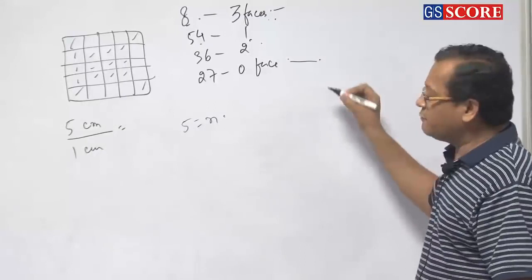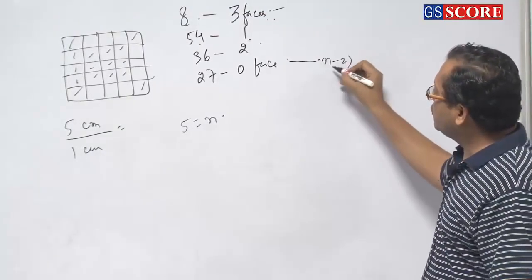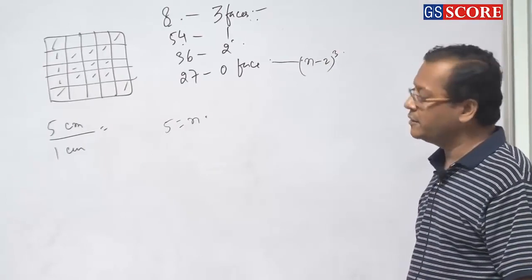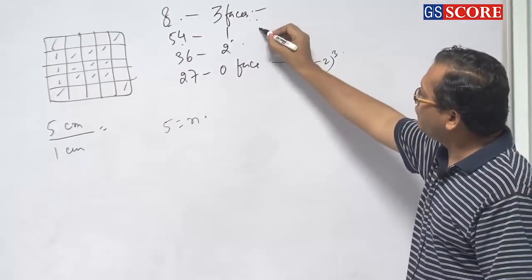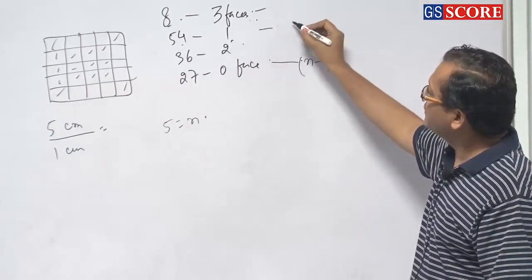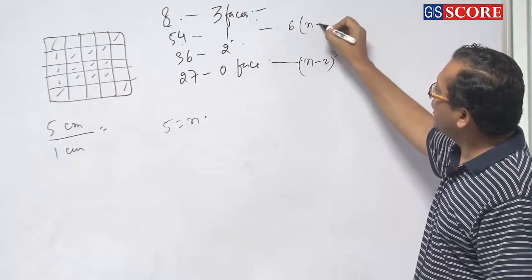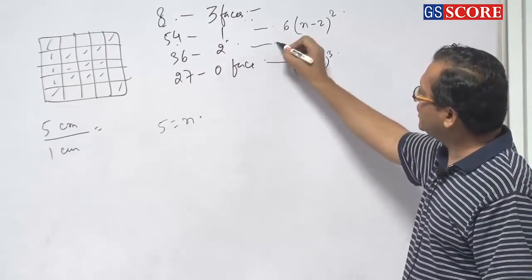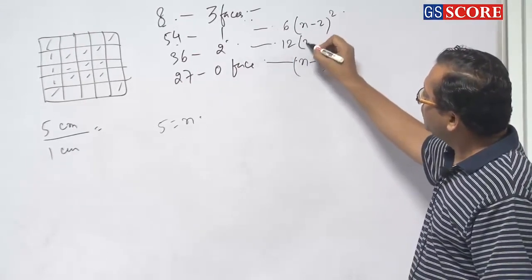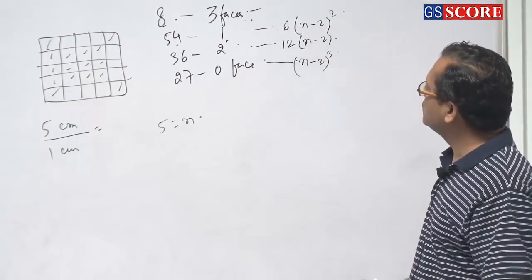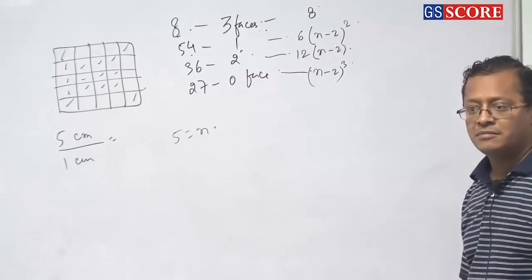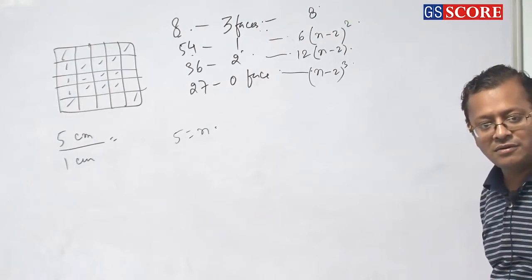for 0 faces, the formula is (n minus 2) whole cube. Okay. Now for 1 face it is 6 into (n minus 2) whole square. This is 12 into (n minus 2), and this is always 8. Clear or not?